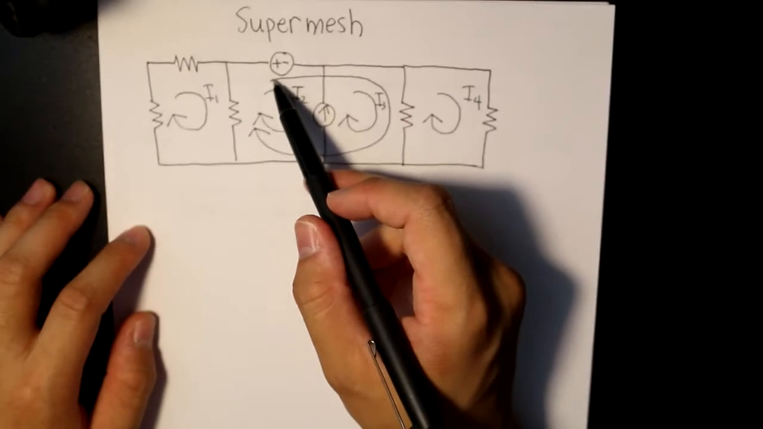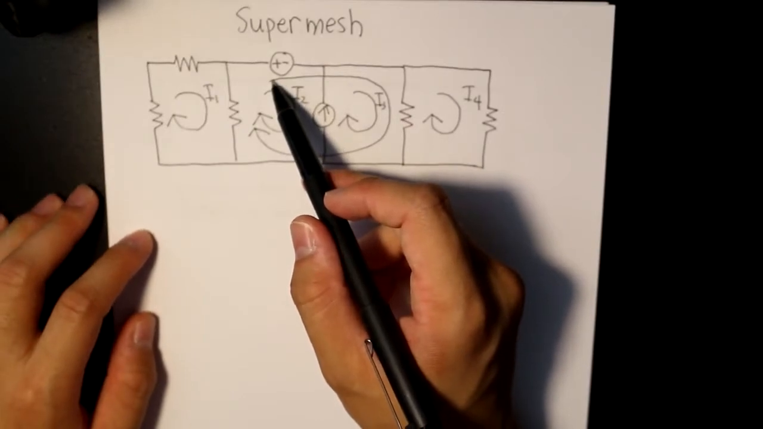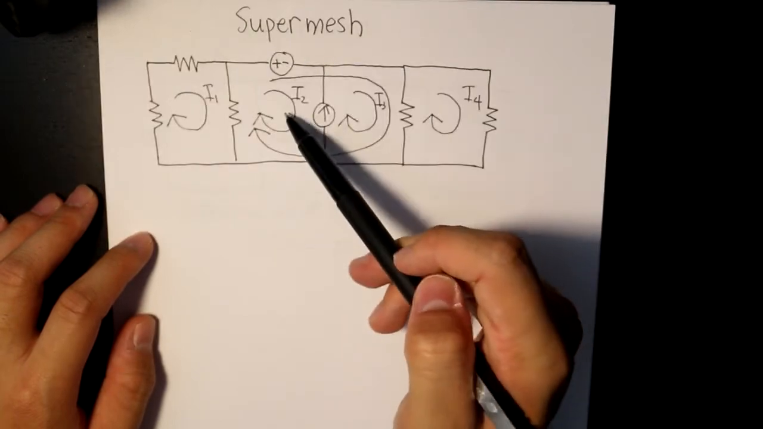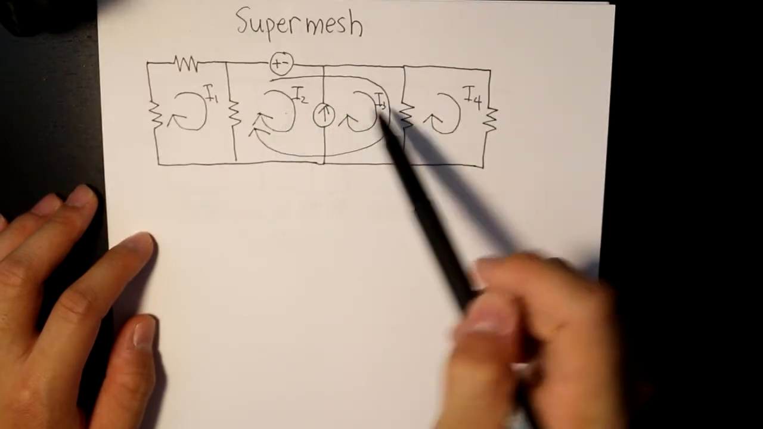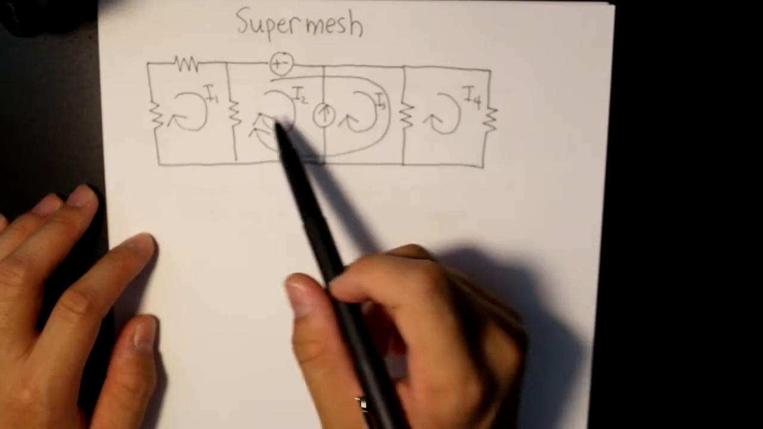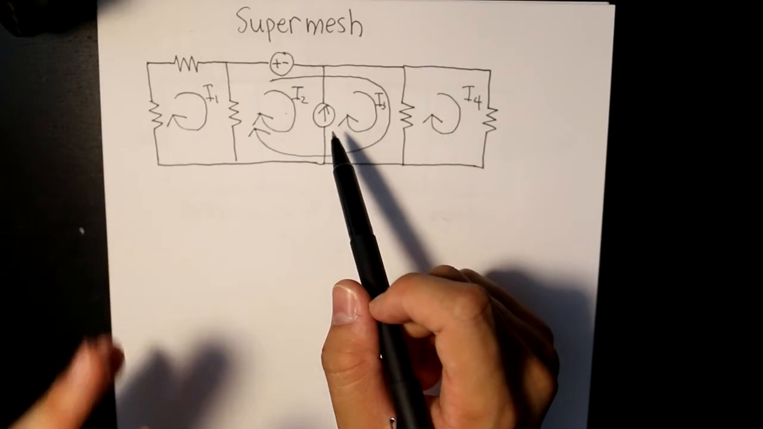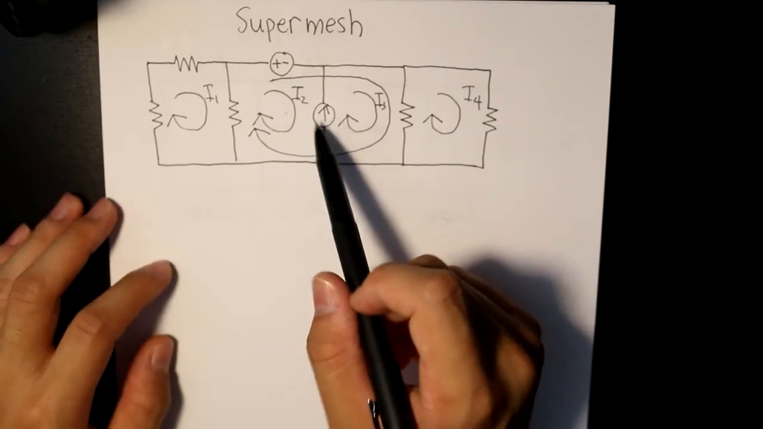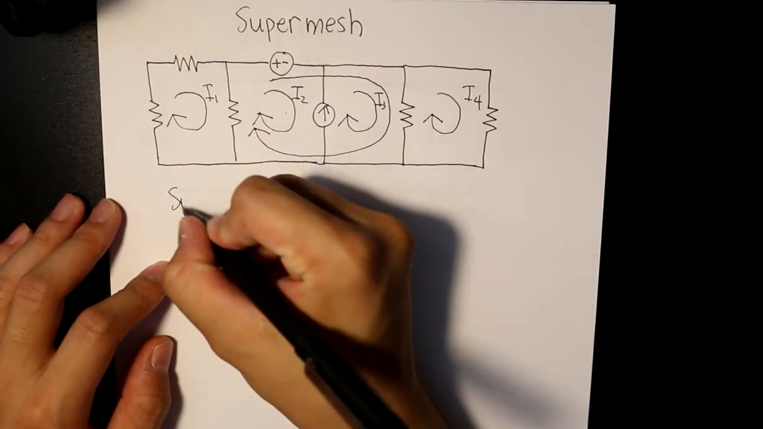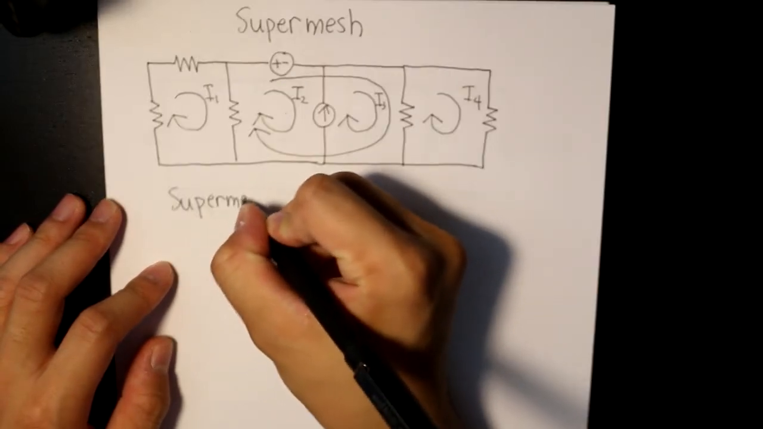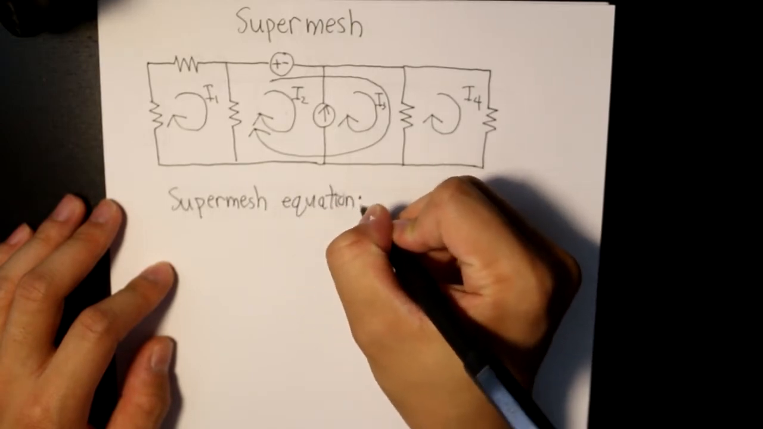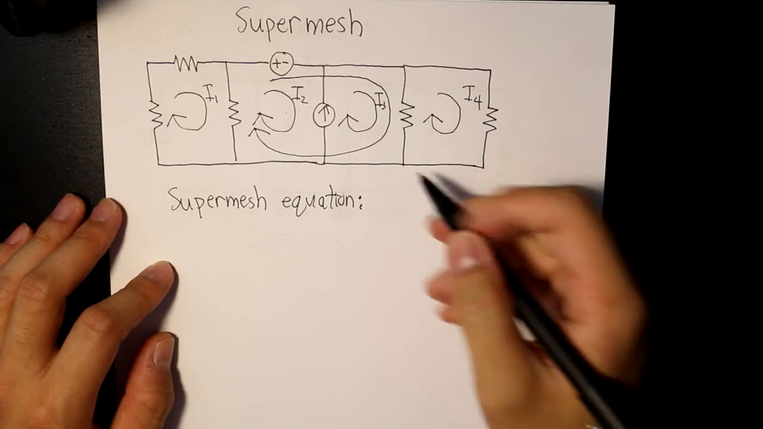So we're going to be able to apply KVL within this big loop right here. And then these smaller loops we also have to consider. And these two smaller mesh currents are going to be in an equation with this current source. And that equation would be called the super mesh equation. In the super mesh equation, we don't use KVL, but we use KCL.